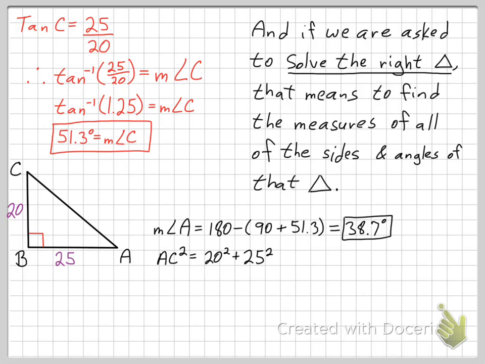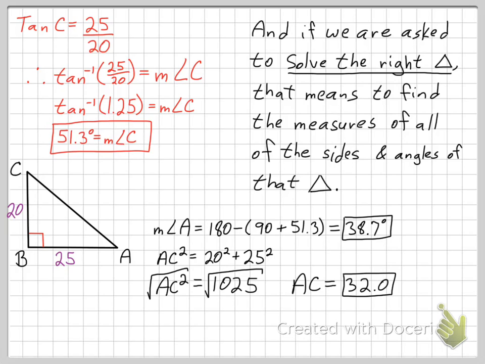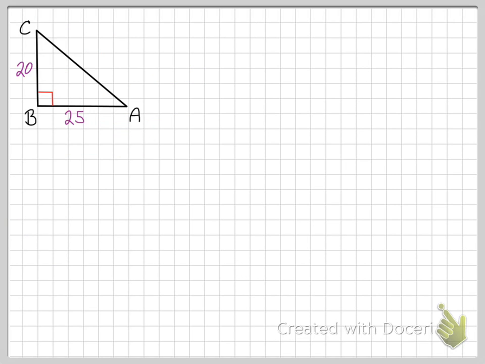Okay, and to find the missing length of the hypotenuse, I would just use the Pythagorean theorem. The Pythagorean theorem states that the hypotenuse squared, or AC squared, is going to equal this leg squared plus that leg squared. And that's where you get 20 squared plus 25 squared. So AC squared is equal to 1025. Take the square root of both sides, and AC is equal to 32.